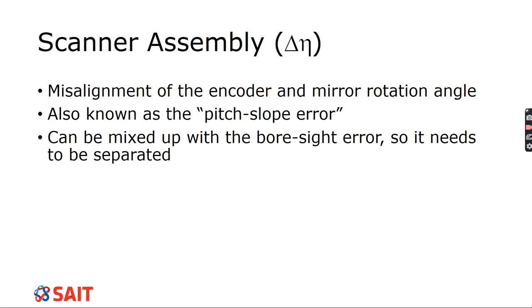So the scanner assembly, this is misalignment between the encoder and the mirror rotation angle. So again, a lot of timing is involved in this one. It's also known as a pitch slope error, because that's where you're going to see it, in the pitch. You can mix this up with the bore sight error, so it needs to be separated. The reason being is that this misalignment is a manufacturer's error. The other one might be merely a loose screw, right? So you might be able to adjust for that one.